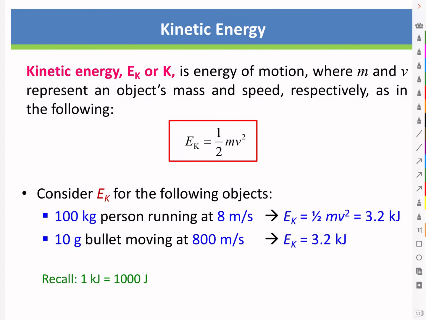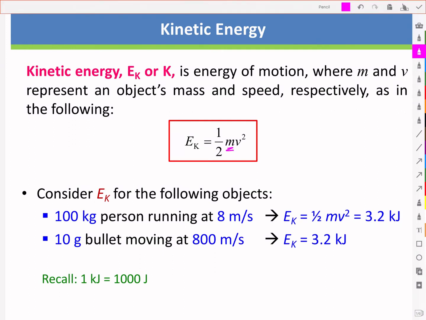Hello class. Previously we looked at the work done on an object and noted that the work changes an object's speed. Equivalently, when work is done on an object, it in fact changes the object's energy, the kinetic energy, which depends on both the mass of the object and the speed squared. Kinetic energy is often symbolically noted as either an EK or a K, so you'll see me use both of those notations. Let's look at some numbers.